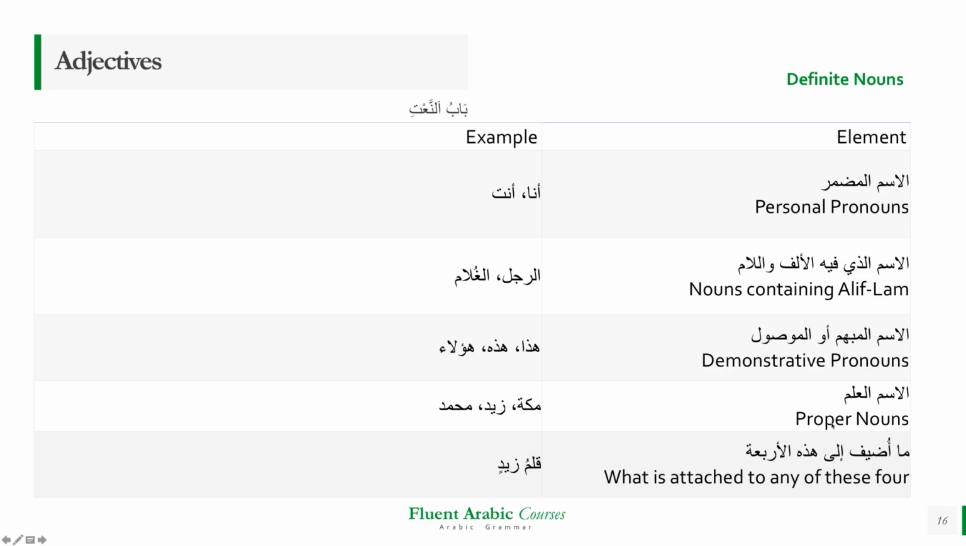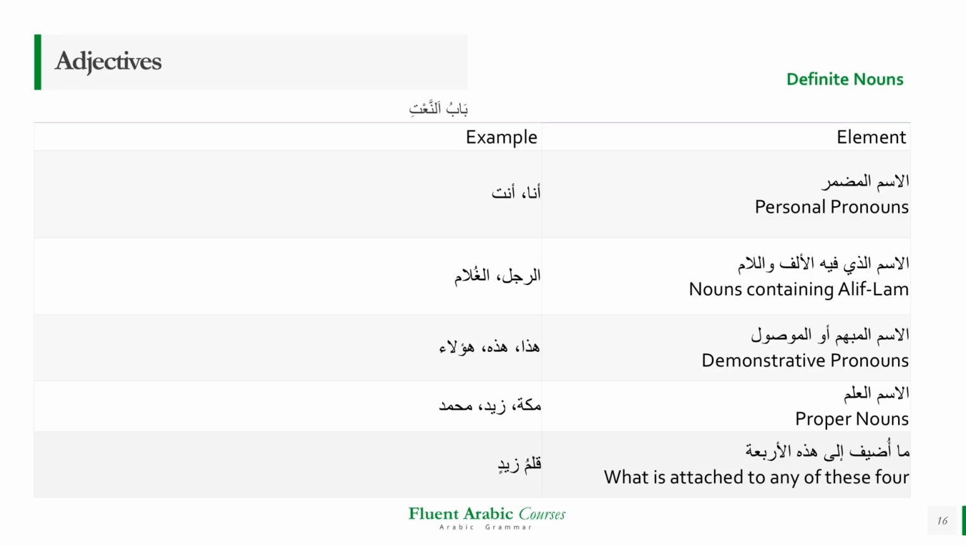Al-ism al-alam, the proper nouns like Makkah, Zayd, Muhammad, all these are definite. All the names are definite. Ma udifa ila hadihi al-arba'. Anything that is attached as a mudaf to any of these four things becomes definite. For example, qalamu Zaydin. Qalamun by itself is indefinite. But if we attach it to Zayd, a proper noun, as a mudaf, then it becomes clear which pen we are talking about. So it is qalamu Zaydin, not just any pen. It is a pen of Zayd.